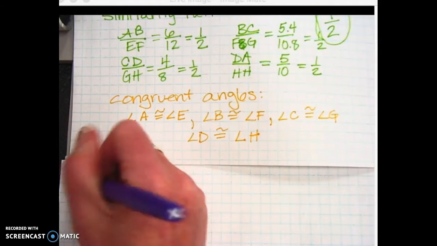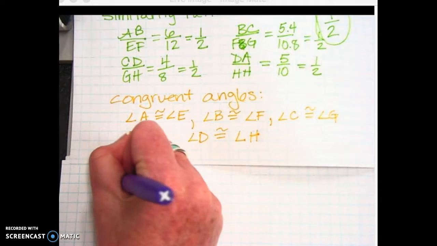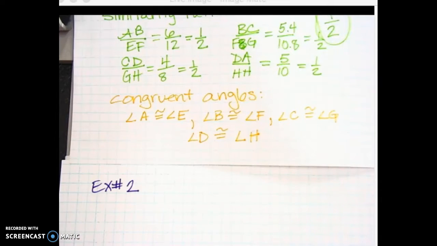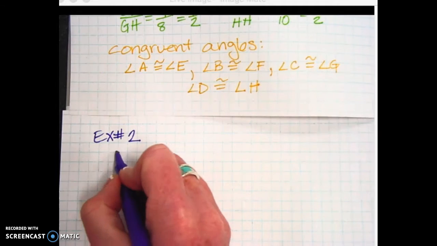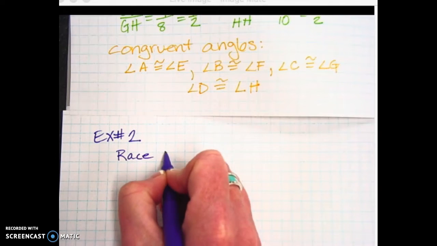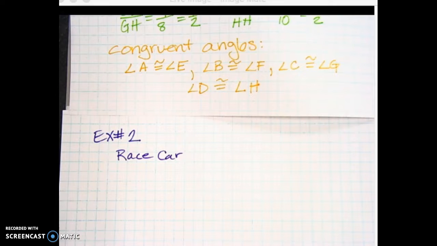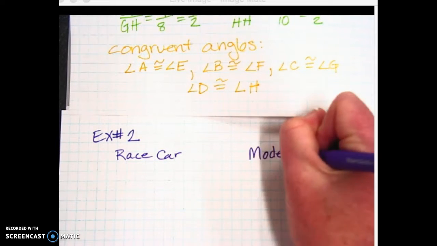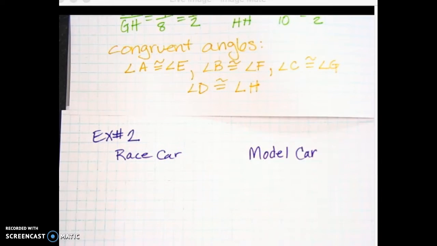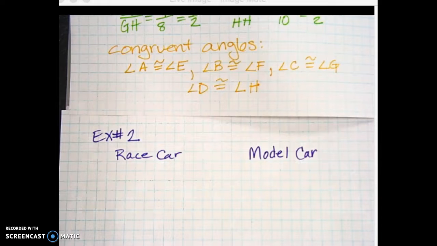Now, let's look at an example where they're going to have you compare 2 items. Okay. So the one we're going to talk about is a race car. So like a real life size race car and a model car. So like one you could hold in your hand.